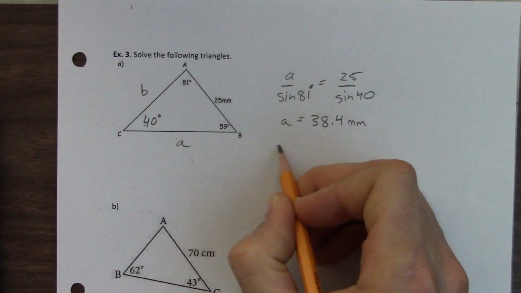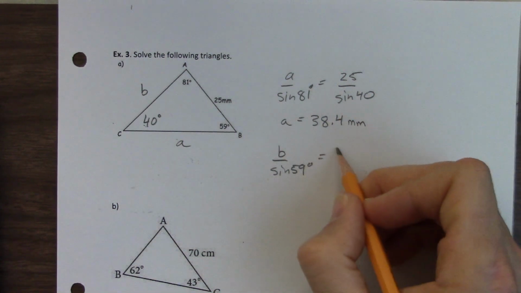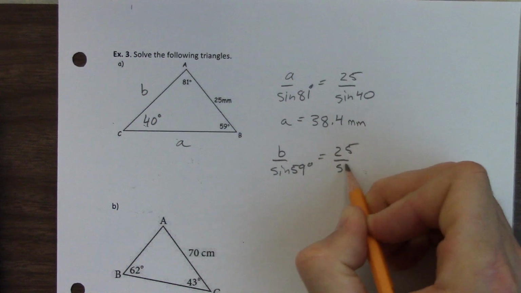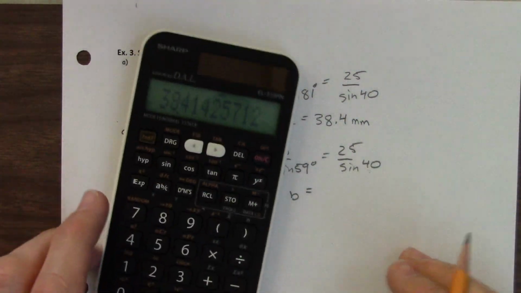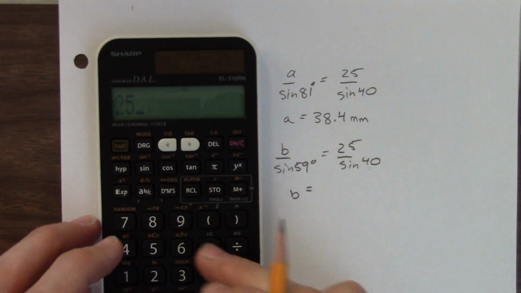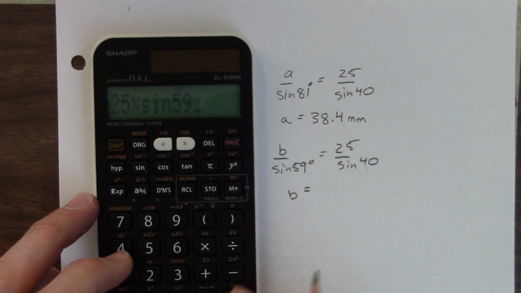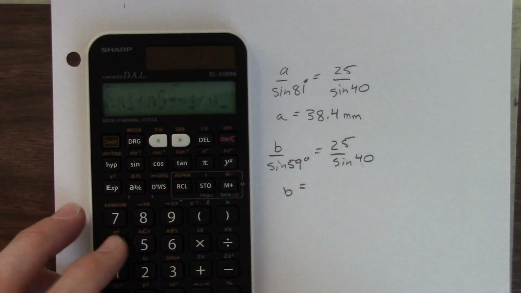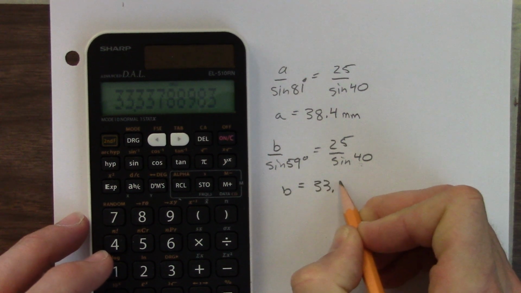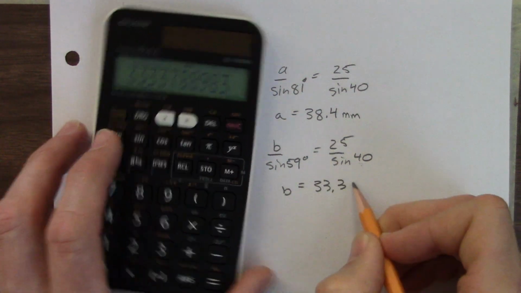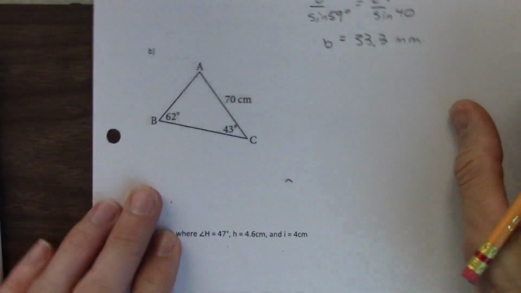Okay, now we'll get B. We'll say B over sine 59 is equal to, I can use the same ratio, 25 over sine 40. B is equal to 25 times sine 59 divided by sine 40. 33.3 millimeters. Any questions? Okay, next one.